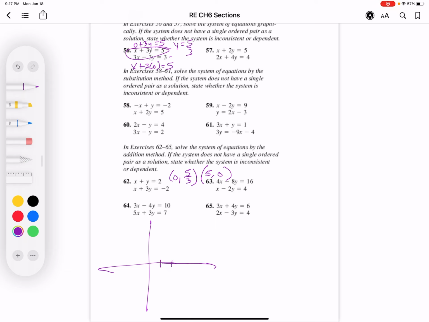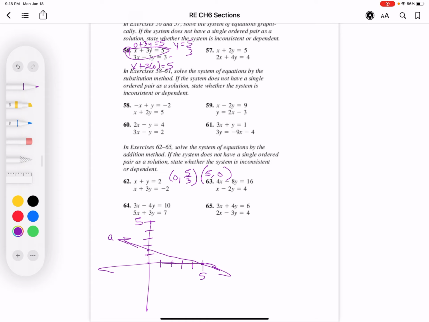So let's do 1, 2, 3, 4, 5. 0 and 5/3, so that's going to be 3/3, 4/3, 5/3, right about there. And (0, 5), so it's going to come to here. So that's our, let's call that line A.